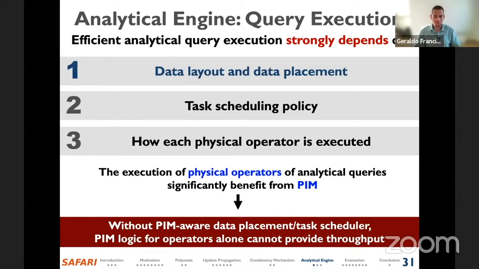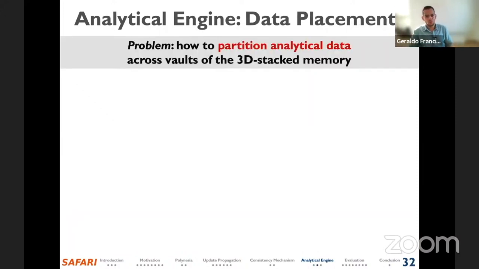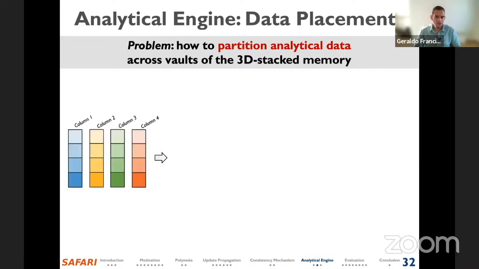I'm going to describe our data placement strategy next. The main problem related to data placement is how to partition analytical data across the varying number of vaults in the 3D stacked memory, since that is going to impact the bandwidth available for the analytical replica and also the area and power available for the PIM cores for the particular analytical engine. Let's assume, for example, that we want to partition 4 different analytical columns into 4 vaults in our 3D stacked memory. There are three main approaches to do so.